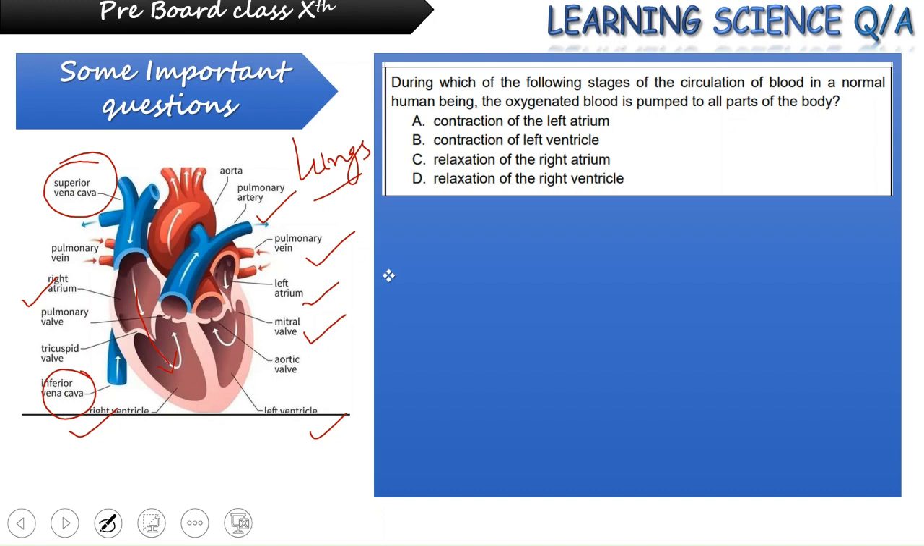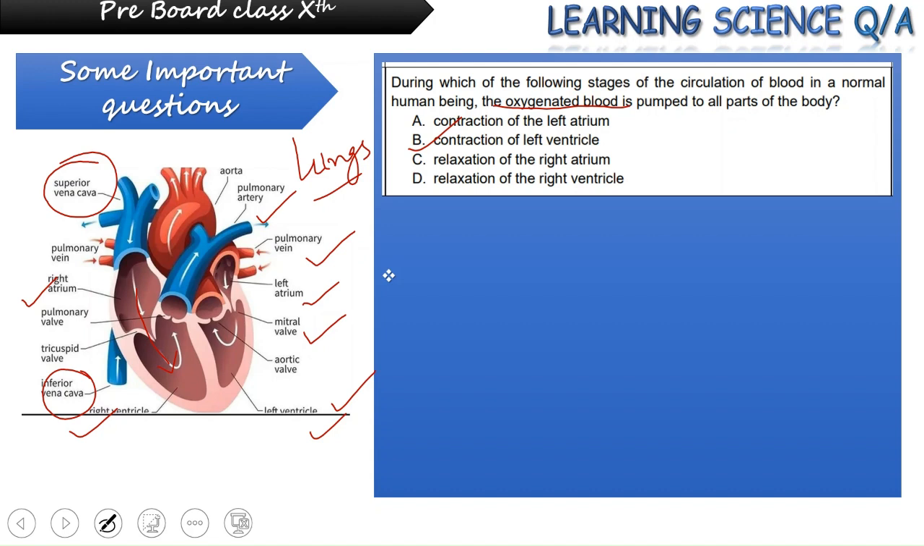Now, our question asks which of the following stages pumps blood to all over the body, the blood which is oxygenated. So what we have seen right now is that when the left ventricle contracts, the blood is pumped to the aorta and from there it goes to all parts of the body. So our right answer would be: contraction of the left ventricle leads to the pumping of blood to all body parts.